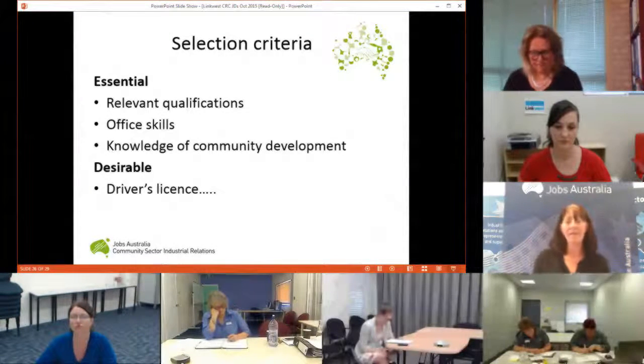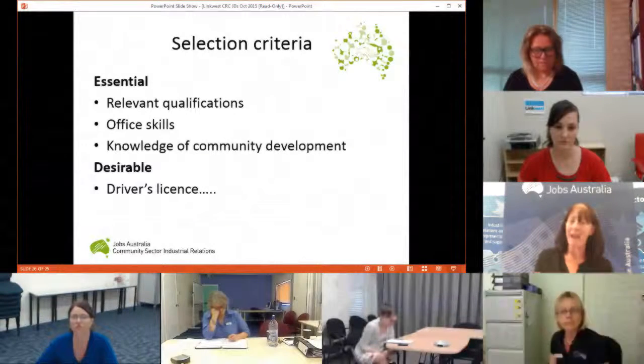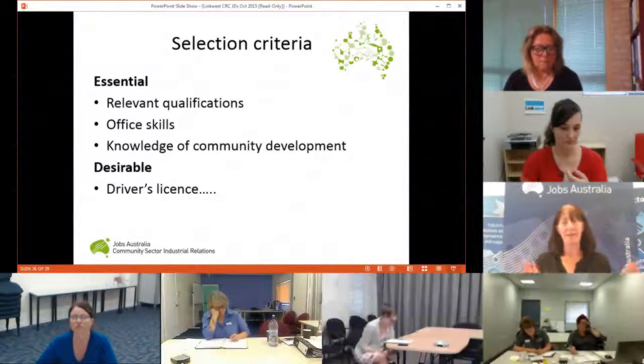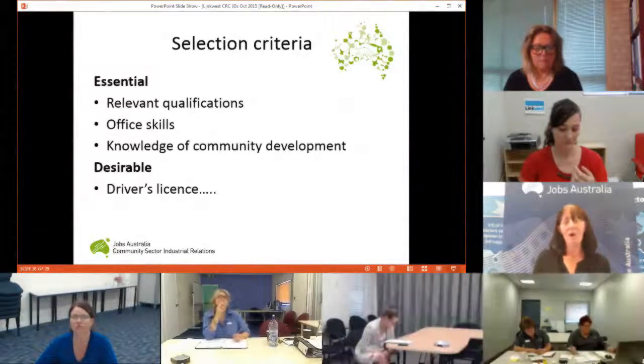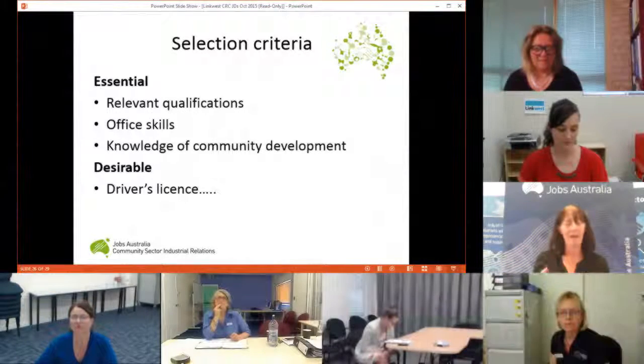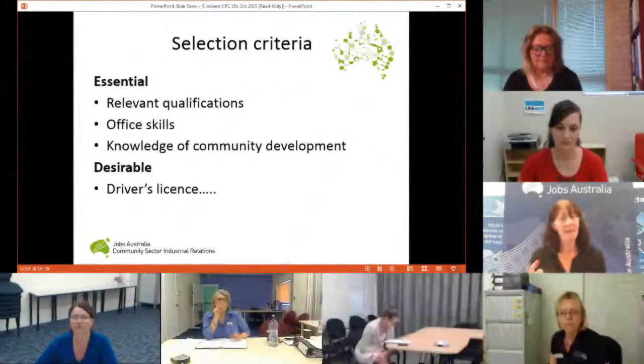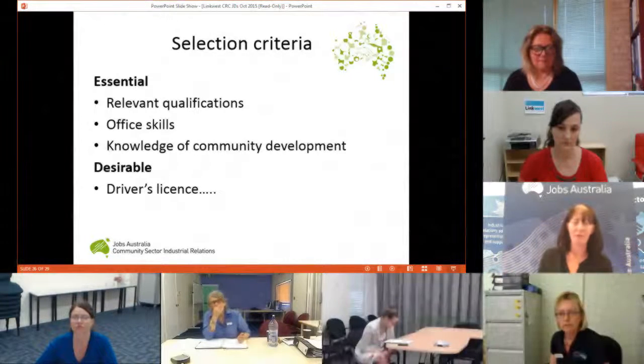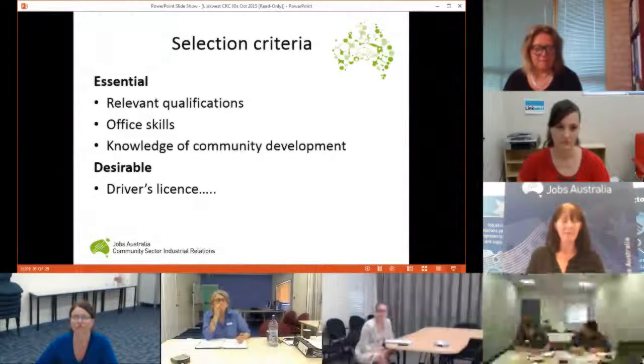So the driver's licence, it might be handy in someone's work. Obviously, if we were talking about a bus driver, just to be silly, you can see our driver's licence, I'm just showing you, a driver's licence would move up from desirable to essential if we're talking about someone who's going to go around and pick up the clients, for example.